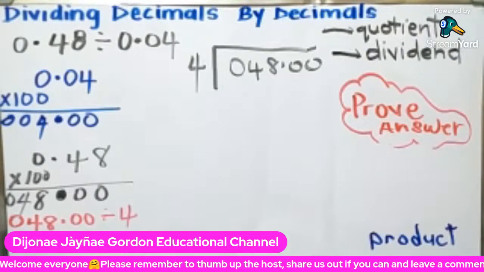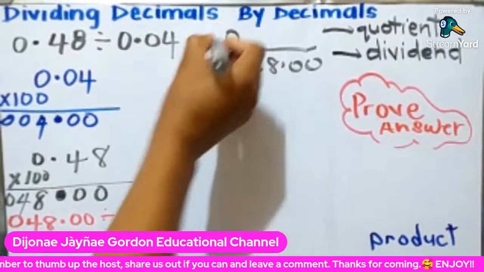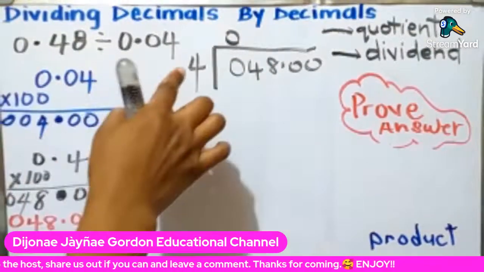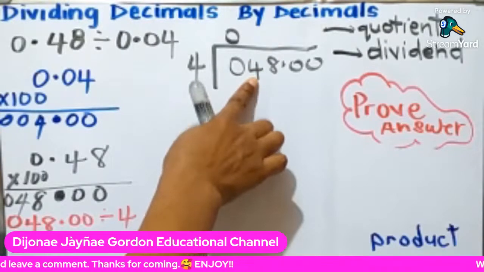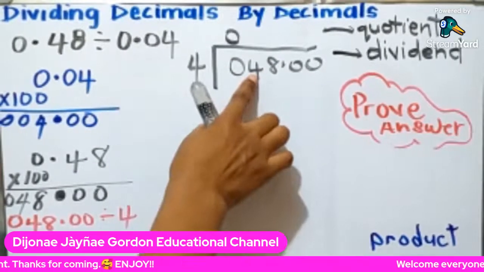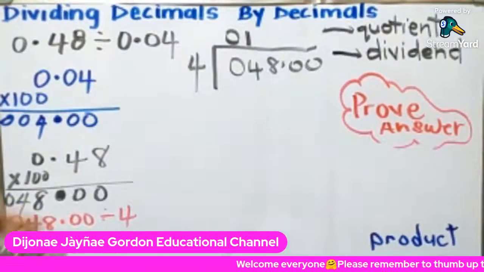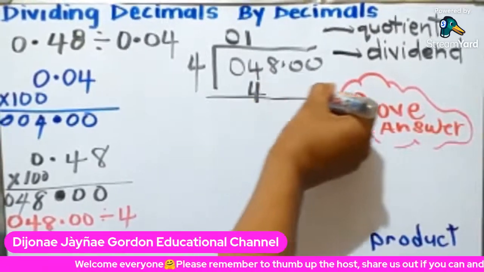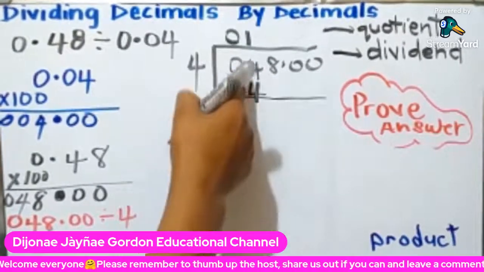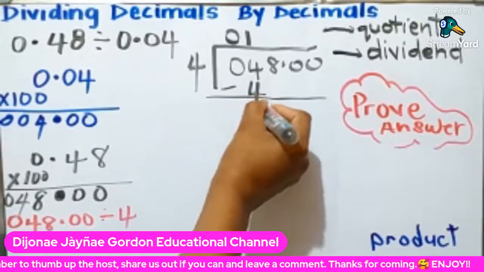First, you're going to ask yourself, can I get a group of 4 from 0? Of course, we can't, so I put 0 to say no. Then you look at the next digit, which is 4. How many groups of 4 can I get from this 4? Of course, I can get one group of 4. Take this 1 and multiply it by 4, you get 4. Now you take away your 4, and of course, you give away all 4 of it, you are left with 0.